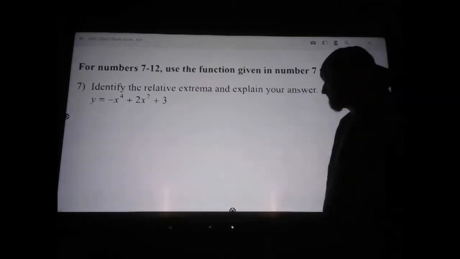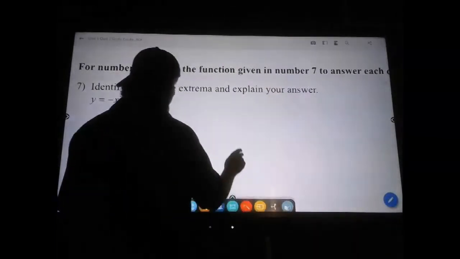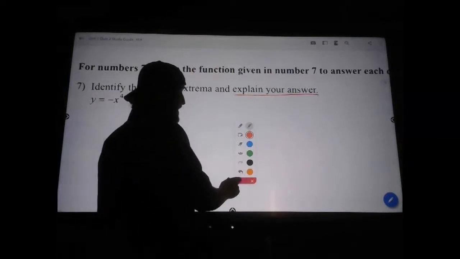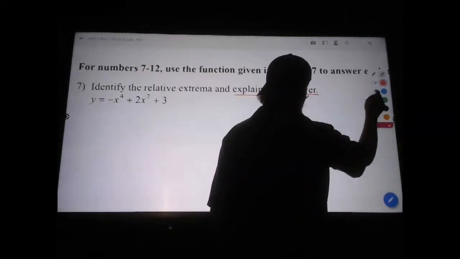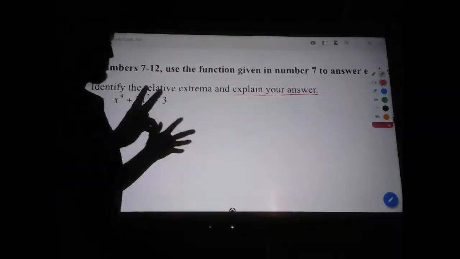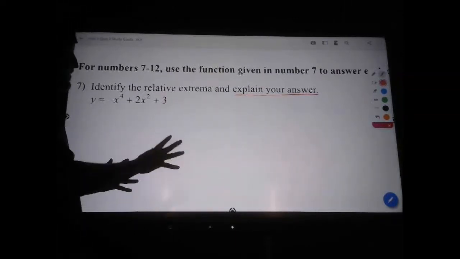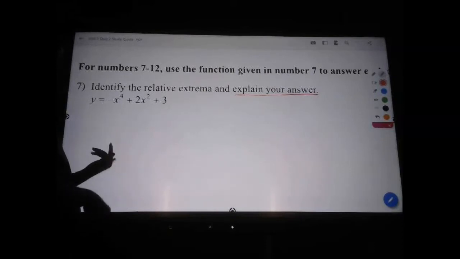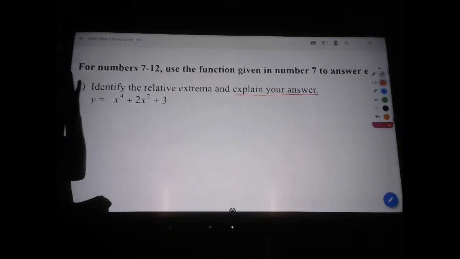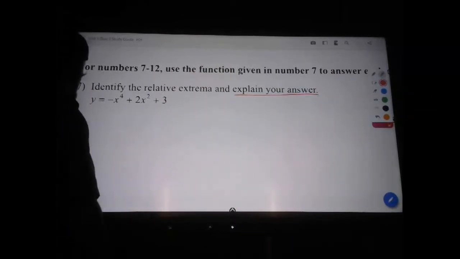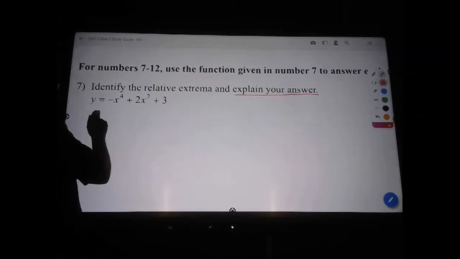And actually, I didn't do that on number 1 either. I didn't talk about explaining how I know it was a min or a max. That's kind of important for your quiz as well. So I'll do 2 new things with this one question here on number 7 before I move on to the other stuff. I'm going to show you how to use the second derivative test to tell if it's a relative extrema, and also how to explain that in the form of an answer. So first thing we do is we find our derivative.